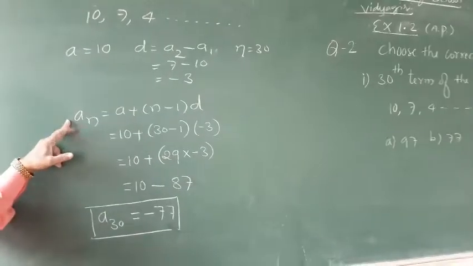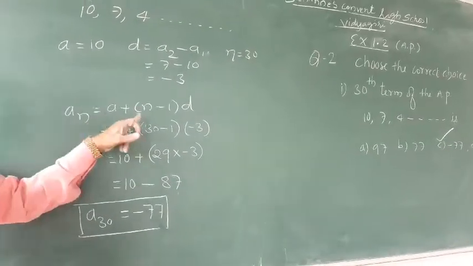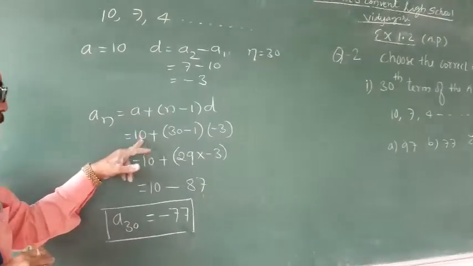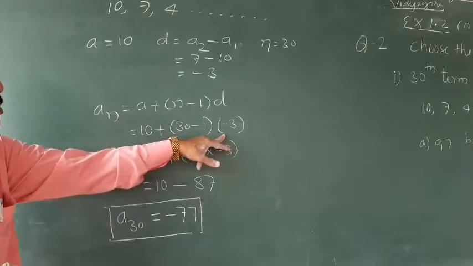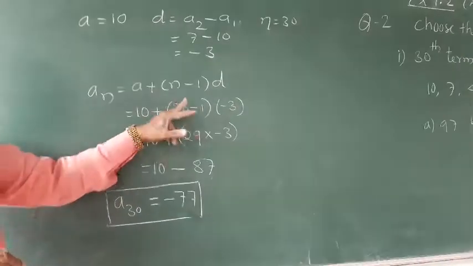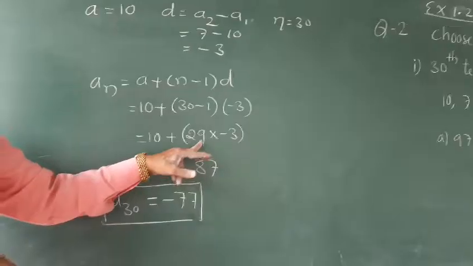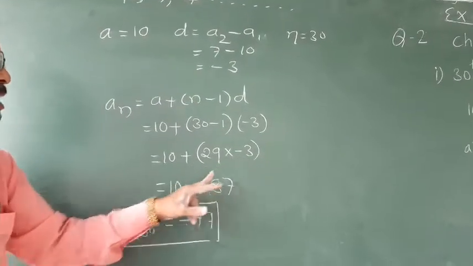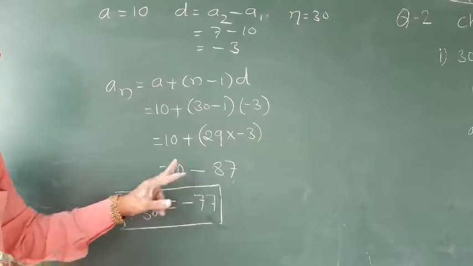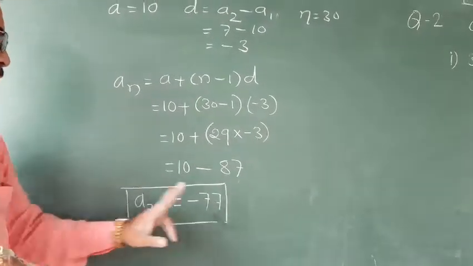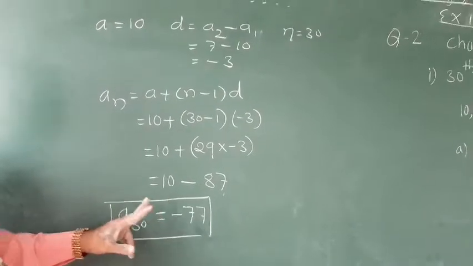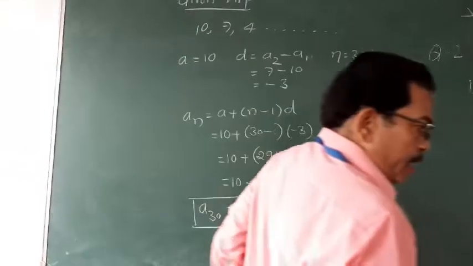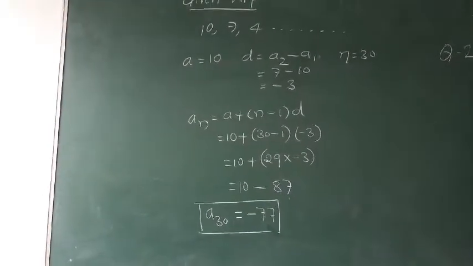We have used an equals a plus n minus 1 into d. We have substituted the values obtained. a is 10, n is 30 minus 1, d is minus 3. 10 plus 30 minus 1 is 29 into minus 3. 29 times 3 is 87. So 10 minus 87, that is minus 77. So the 30th term is minus 77. Okay, you observe that one. Next I will write the second question.